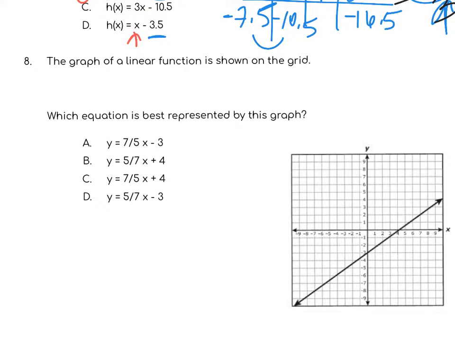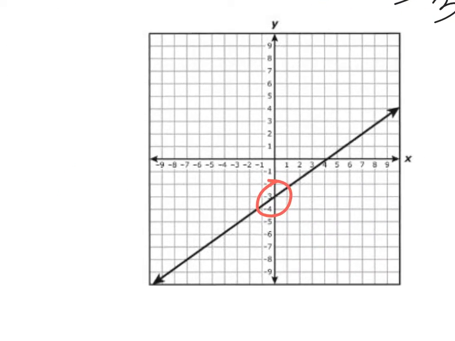All right, so the graph of a linear function is shown on the grid. Which equation is best represented by this graph? So I was helping someone with this in tutoring for test corrections, and they said this is how I start. I see my y-intercept as -3. So I already know b equals -3. So I already know it can't be b or c, okay? Now, is the slope 7/5 or 5/7?